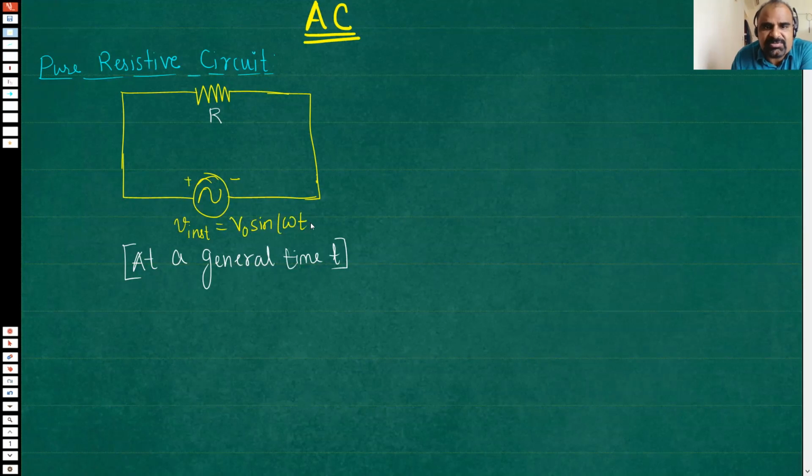Yesterday I was saying up to this, but you know, there may be some initial phase also. What is this phi called? This phi is not the phase, it is the initial phase. So this is the initial phase. I mean, sorry, this is the instantaneous voltage between these two ends.